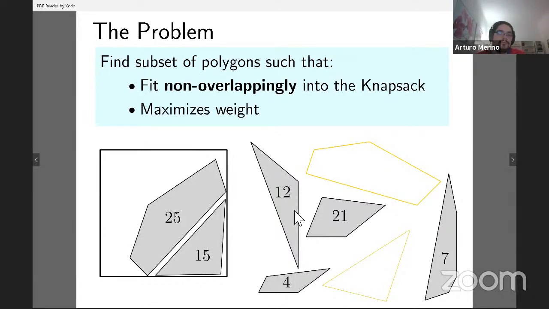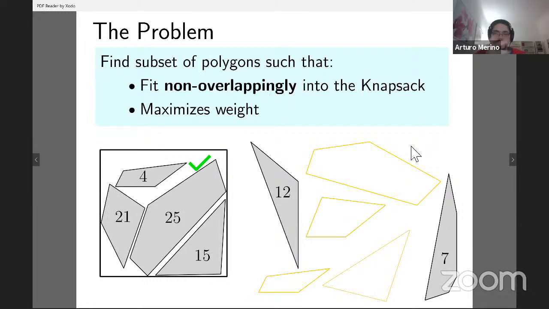And what we want to do is to maximize the total weight. So this is a very low weight solution, but by continuing this process of translating and rotating, we can achieve weight optimality.